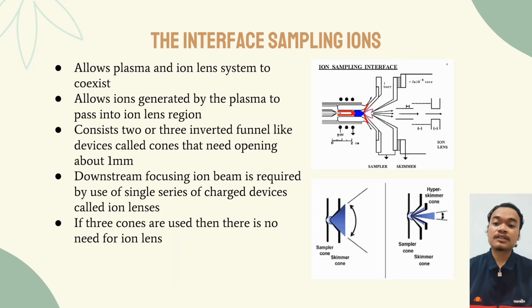The interface sampling ion allows the plasma and ion lens system to coexist. It allows ions generated by the plasma to pass into the ion lens region. It consists of 2 or 3 inverted funnel-like devices called cones with an opening of about 1 mm. Downstream, focusing of the ion beam is required by use of a series of charged devices called ion lenses. If 3 cones are used, then there is no need for ion lenses.